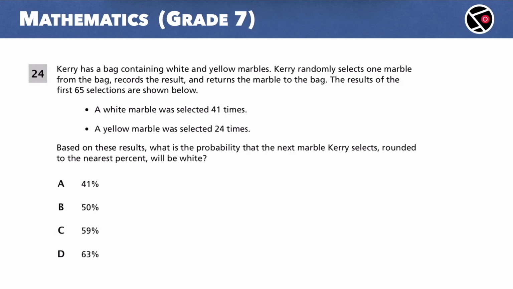So we have to find the probability of finding a white marble. This will be equal to the number of times the white marble was selected, which is 41, divided by the total number of times the selections were made. That is 41 plus 24. We have 41 divided by 65. Let's divide 41 by 65.